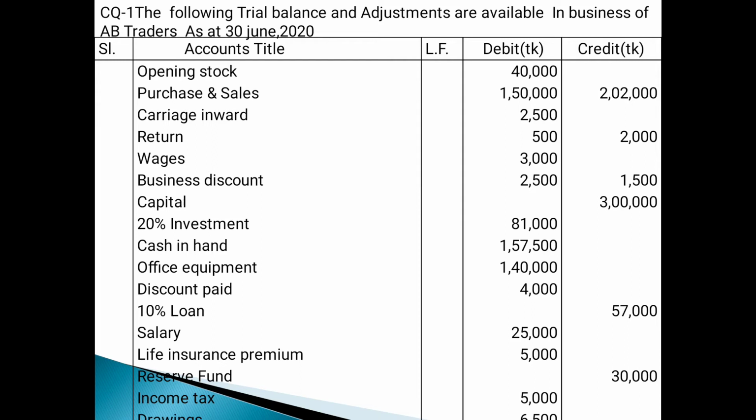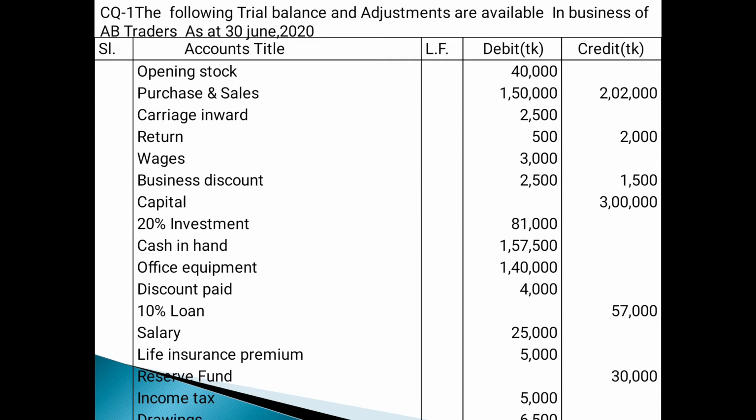Business discount has two types. On the debit side, when business discount is available, it is sales discount. Sales discount is one kind of contra revenue. Then it is deducted from the sales amount. On the credit side, business discount is taka 1500. That is indicated as purchase discount. It will be deducted from the purchase amount.